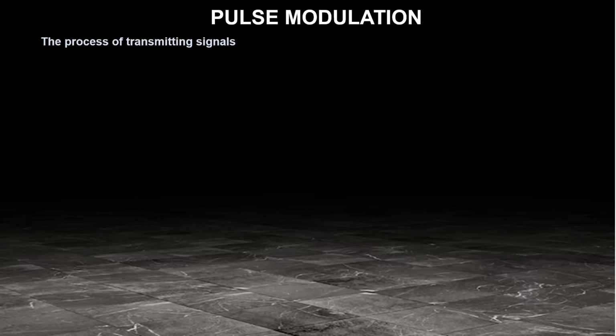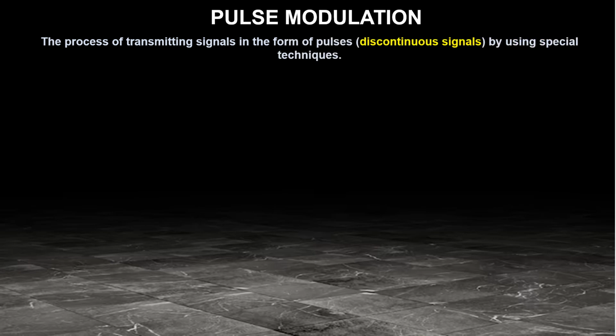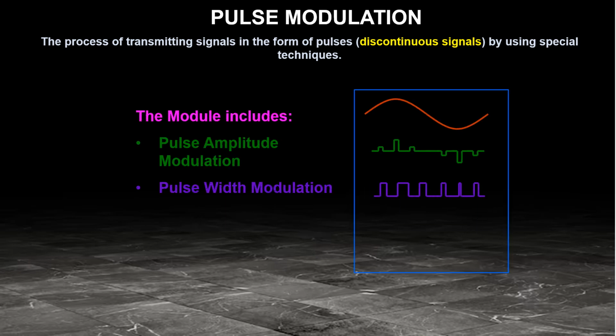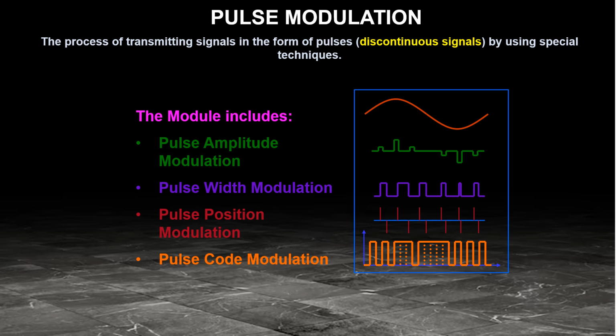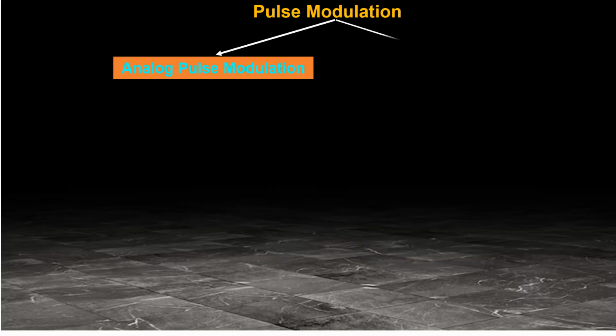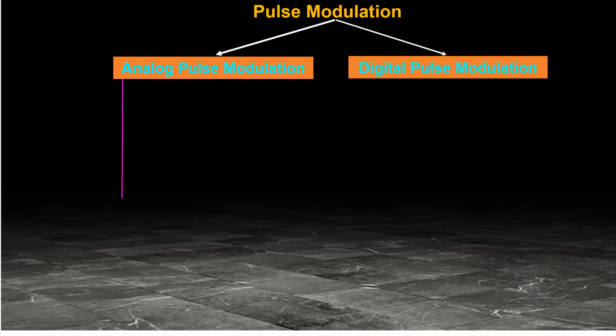Pulse modulation. The process of transmitting signals in the form of pulses, discontinuous signals, by using special techniques. The module includes pulse amplitude modulation, pulse width modulation, pulse position modulation, pulse code modulation. Pulse modulation can be either analog pulse modulation or digital pulse modulation.